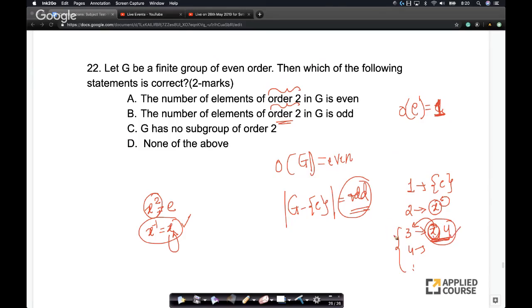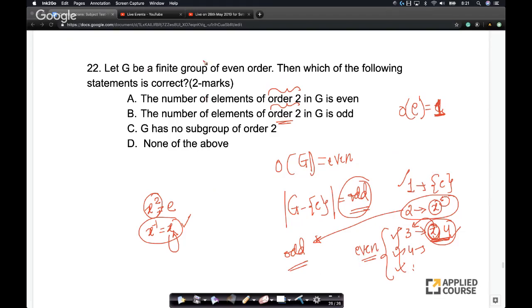So the number of elements that are of order 3, order 4, order 5, and so on and so forth, is even. That's because for every element, since it's not a self-inverse, the element along with its inverse needs to be part of the group. So look at this. This is odd, this is just one number. Now, what can this be? This has to be odd, because odd plus 1 is even. Even plus even is even.